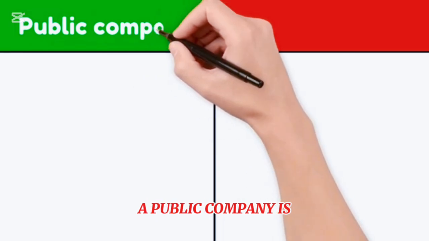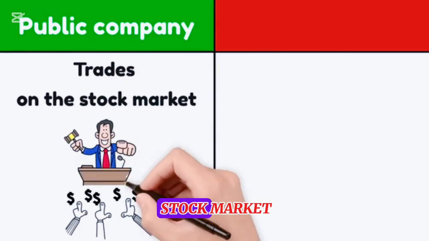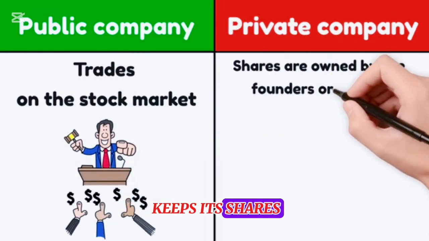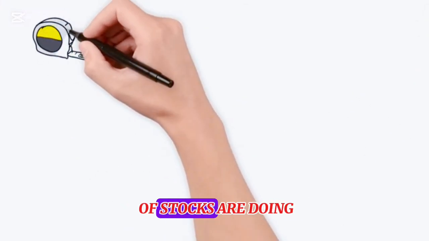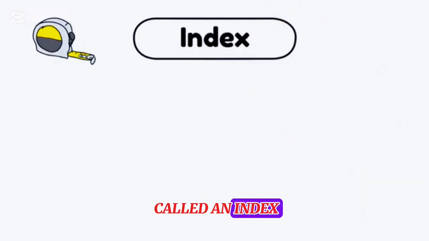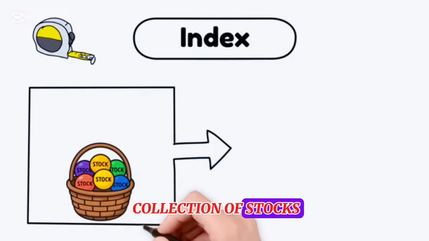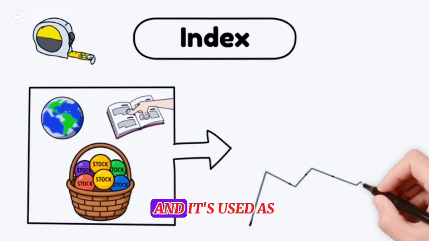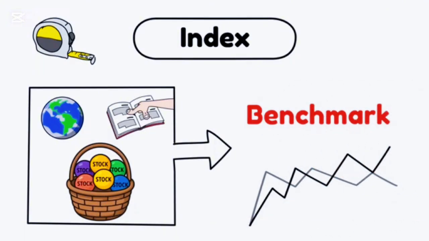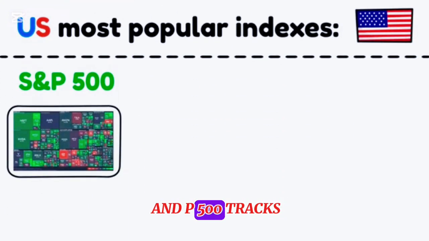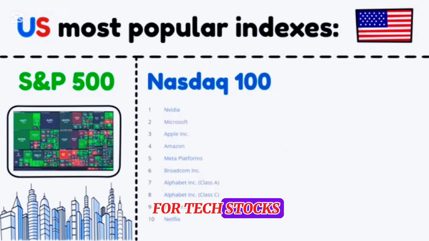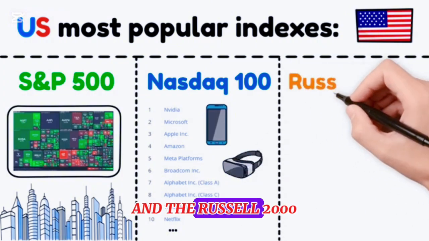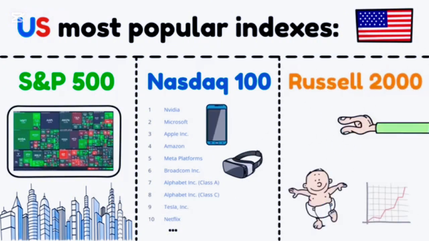But not every company's stock is available to the public. A public company is one that has listed its shares on the stock market, while a private company keeps its shares owned by founders or private investors. To measure how groups of stocks are doing, we look at something called an index. An index is a collection of stocks designed to represent a piece of the market, and it's used as a benchmark for performance. For example, the S&P 500 tracks 500 of the biggest U.S. companies. The Nasdaq is known for tech stocks, and the Russell 2000 tracks smaller companies.